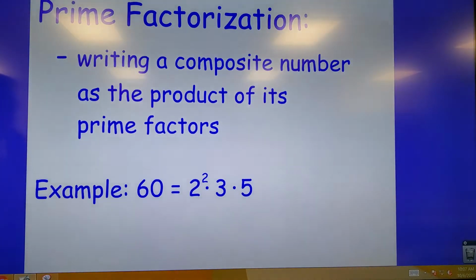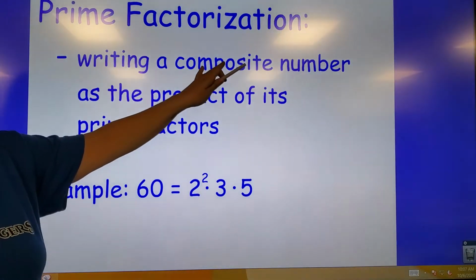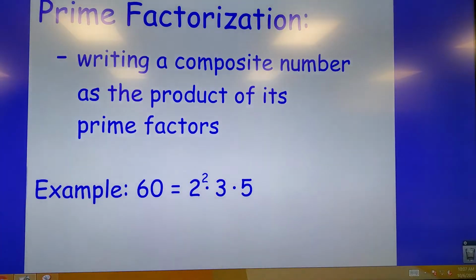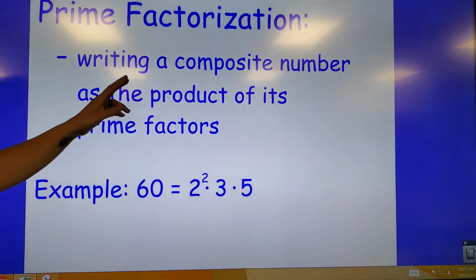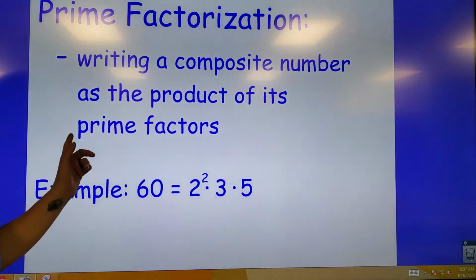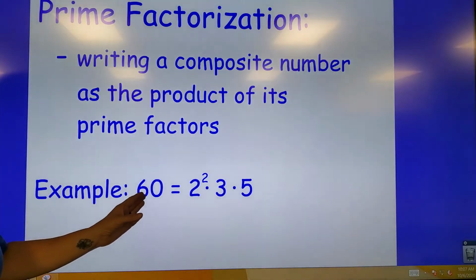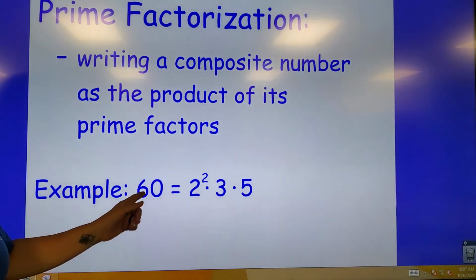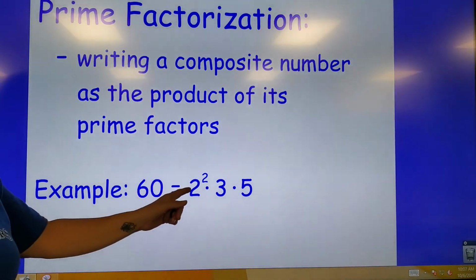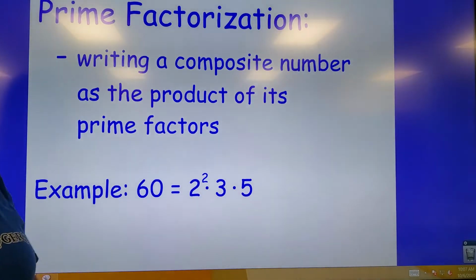So first off, what is prime factorization? Well, it's writing a composite number. So remember, composite means more than 2 factors. Writing a composite number as the product, which is an answer to a multiplication problem, of its prime factors. For instance, the number 60 is a composite number, and we could get 60 by doing 2 to the second power times 3 times 5.